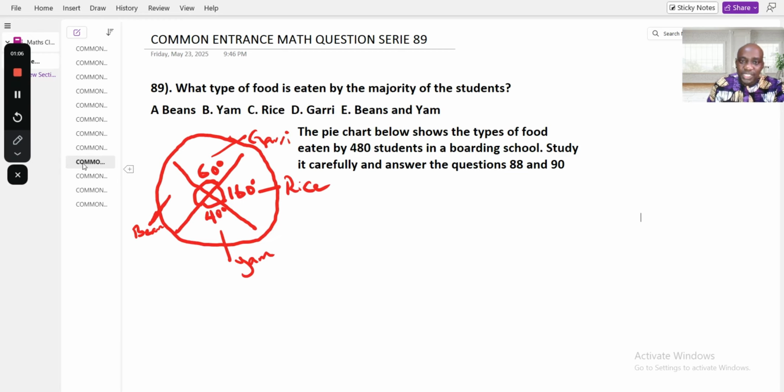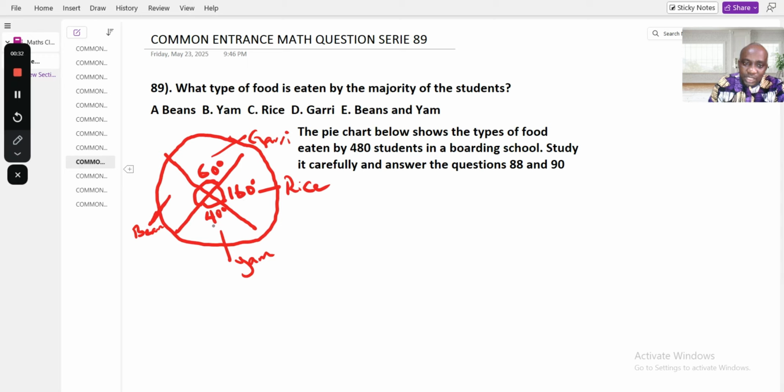What type of food is eaten by the majority of the students? Now, we have 60 degrees, 160 degrees, and 40 degrees. You know the angle of a circle, the total is 360 degrees. Everything must be 360 degrees. If you look here, you see that one angle is missing. When you add everything up, this one plus this plus this, minus 360, the remaining one will be here.